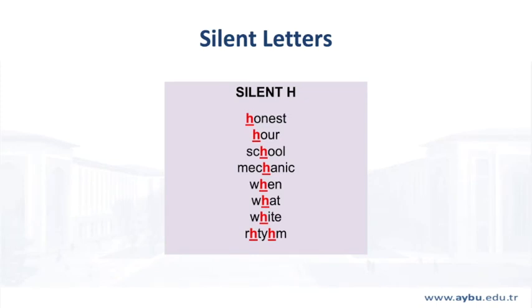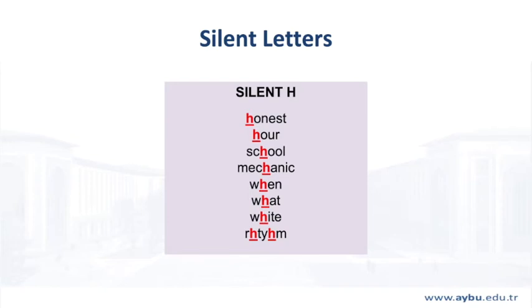Here are silent H examples. Honest, hour, school, mechanic, when, what, white, rhythm. Most commonly, Turkish students tend to make a mistake of pronouncing H sounds in the beginning of words, like in honest and hour. But as you can see, we don't pronounce them.